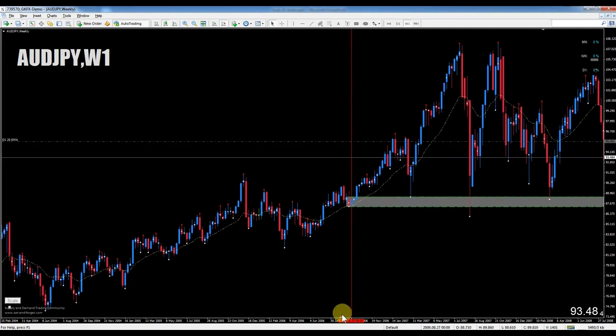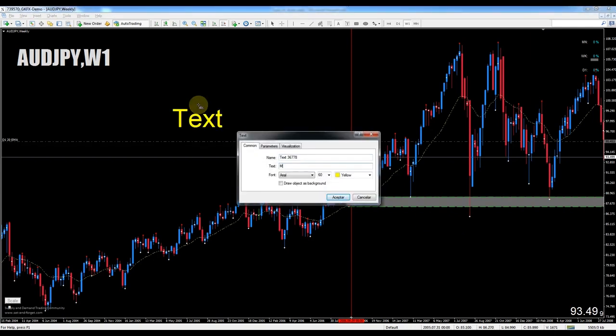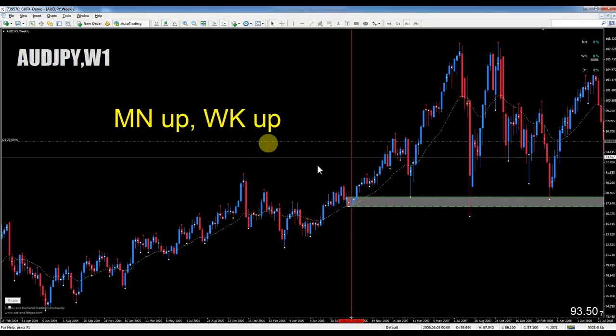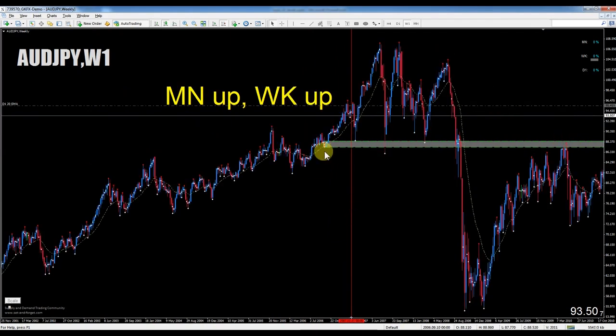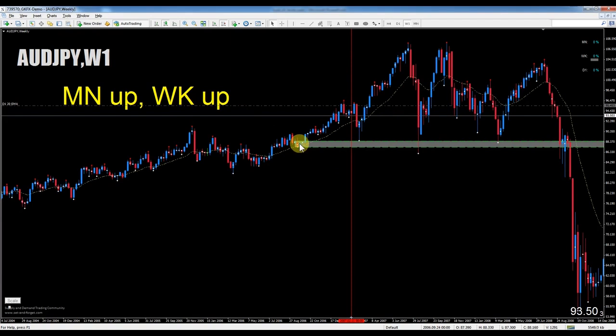So we know that the monthly is okay, the monthly is up and the weekly is up. Okay, monthly is up, weekly is up. So we plan, we have that area of demand there on the weekly. Let me see, we have history on the daily. So this on the weekly would be a momentum type of trade.